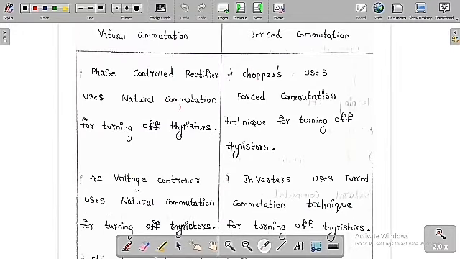Phase control rectifiers use natural commutation for turning off thyristors, whereas choppers use the forced commutation technique for turning off thyristors. In phase control rectifiers we use the natural commutation process to turn off the device, whereas in choppers we use forced commutation to turn off the thyristors.